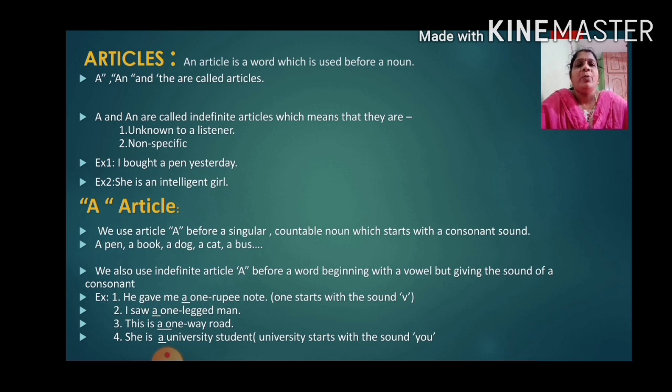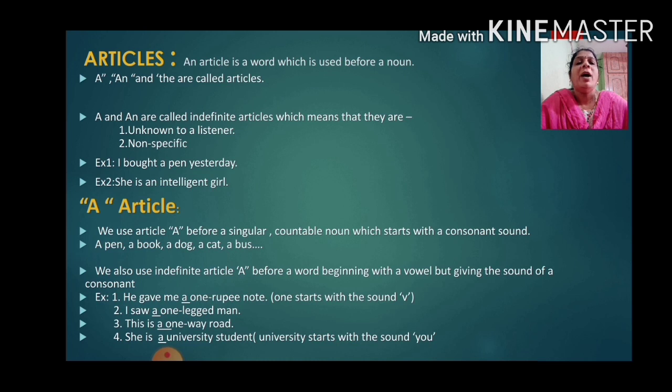Now let's see other cases where we use the article A. We also use the indefinite article A before a word beginning with a vowel but giving the sound of a consonant. Previously we learned that A is used before words which have a consonant sound. But here we should learn that we also use the indefinite article A before words beginning with a vowel but having the sound of a consonant. This should be understood clearly. Let's go through some examples here.